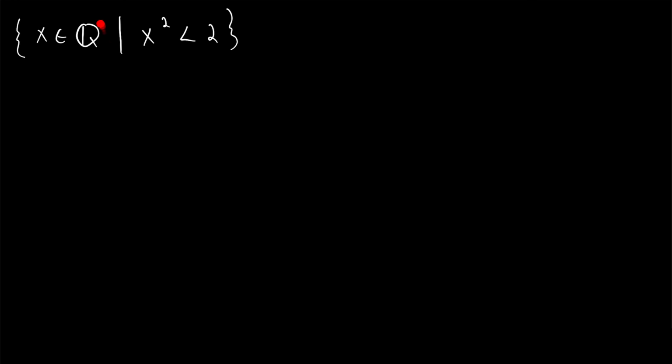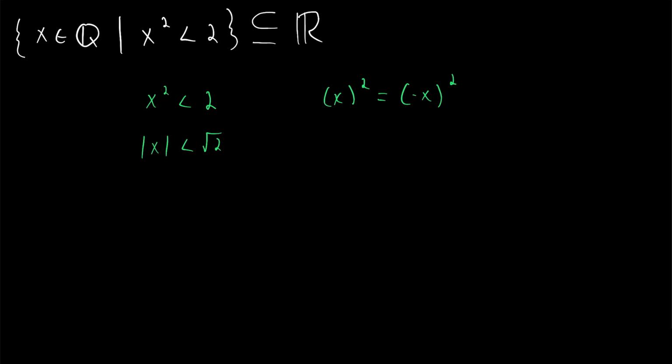This is the set of all rational numbers whose square is less than 2. And for now, let's consider this set to be a subset taken from the ordered field of the real numbers. We know that all elements x from this set satisfy this inequality. Their square, x squared, is less than 2. This means that the absolute value of x has to be less than the square root of 2. Remember that x squared and negative x squared are both equal to x squared, which is why we have to involve the absolute value bars here.